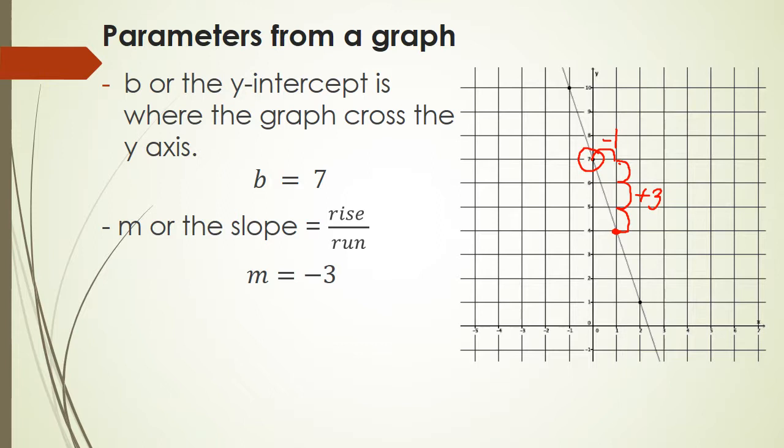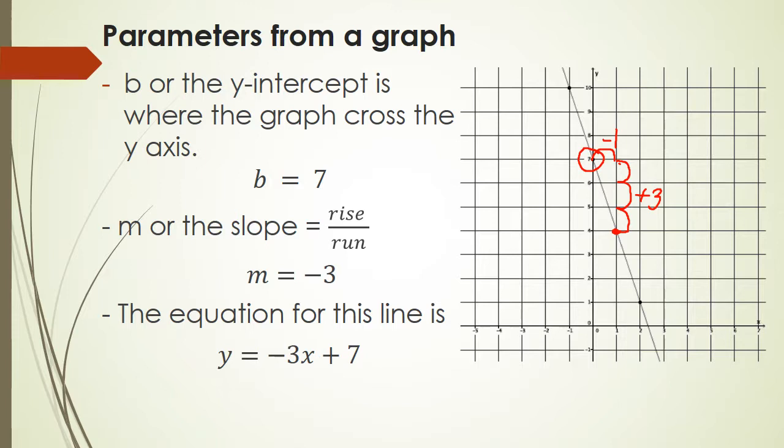So I can write a linear equation that represents this line by following the slope-intercept form. So the equation for this line is going to be y equals negative 3x plus 7, because I have negative 3 as the slope and 7 as the y-intercept, or b.